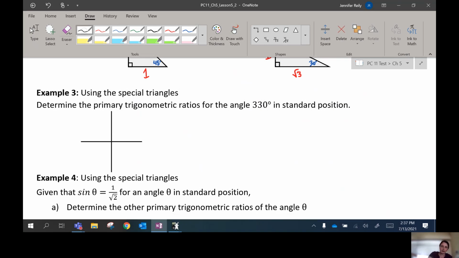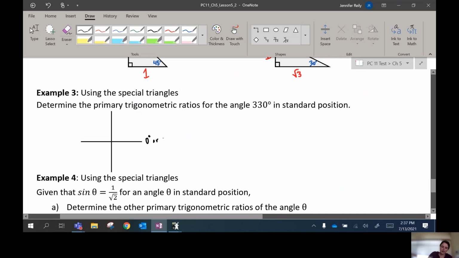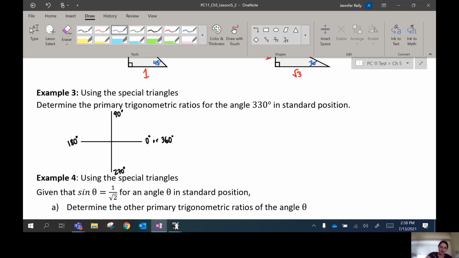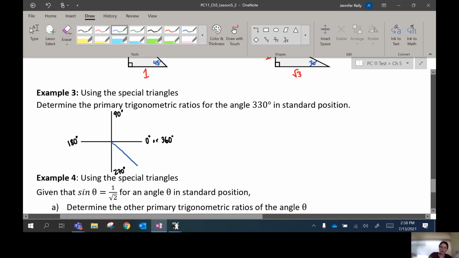Okay, and let's label our base angles here. This is 0 or 360, this is 90, this is 180, and this is 270. So 300 is between 270 and 360, so I'm going to be in this quadrant, quadrant 4. And so this would be 330. 330 is 30 degrees away from 360. So the reference angle here would be 30 degrees.